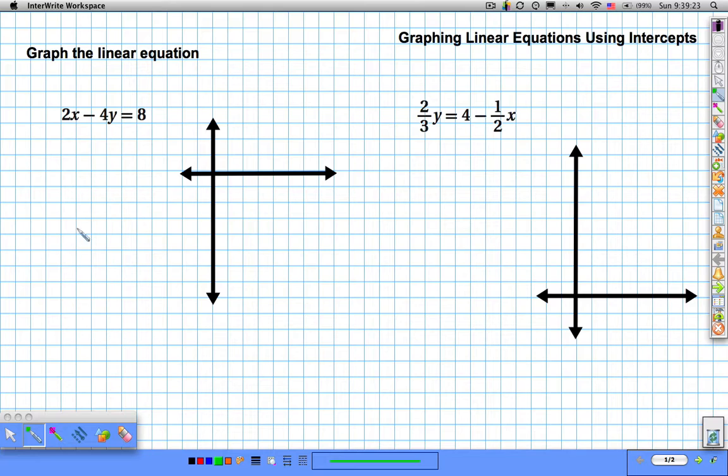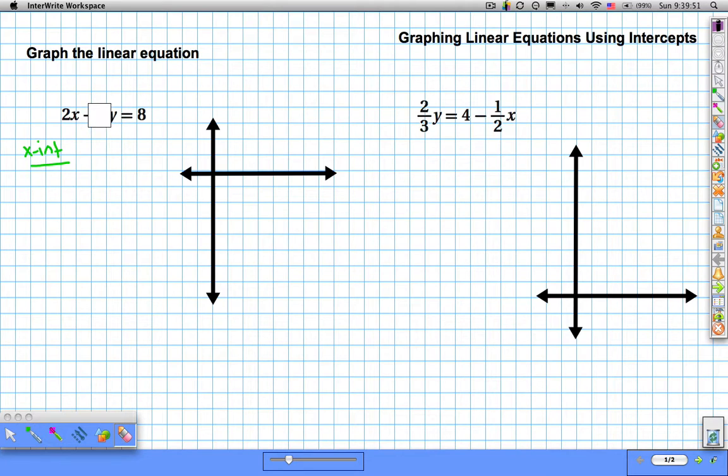So the first thing we need to do in order for this to work is we first have to find the intercepts. If you recall, there were two ways we could do this. We could substitute 0 in, or we could use the cover-up method. I'm going to use the cover-up method. So for the x-intercept, that means we're solving for x, so the y term is going to be covered up.